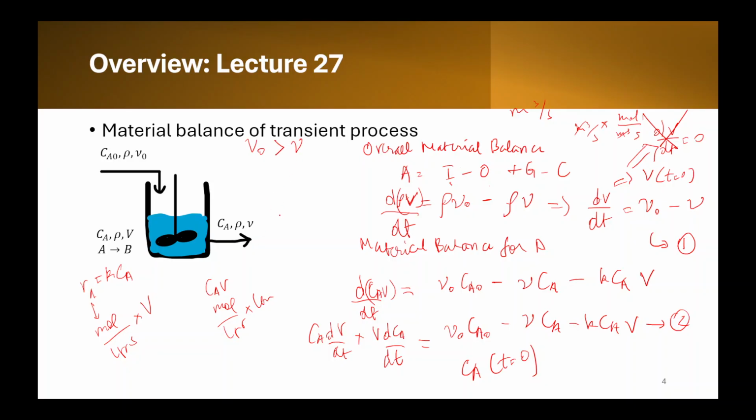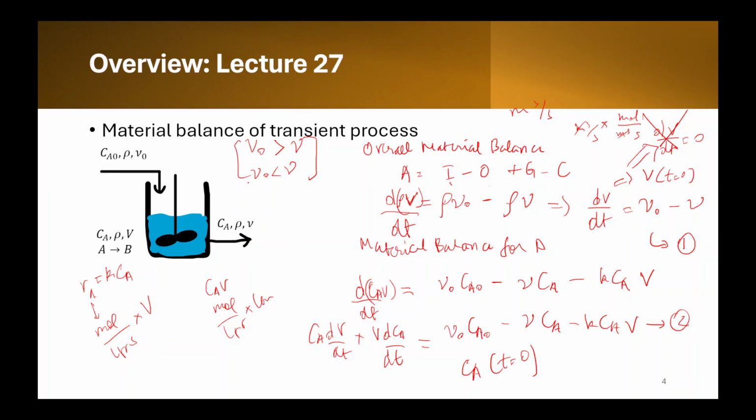So what would happen? If nu naught is greater than nu, more will be coming in, but less will be going out. So this tank will get filled up. If nu naught is less than nu, less will be coming in and more will be going out, so this tank will start to empty. Intuitively, you can also see the volume of the fluid in the reactor will keep on changing with time if this condition is followed. This is one example of a transient process.